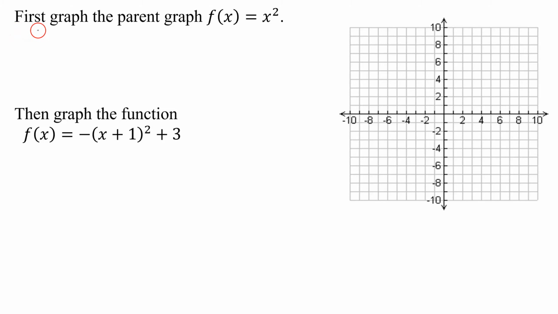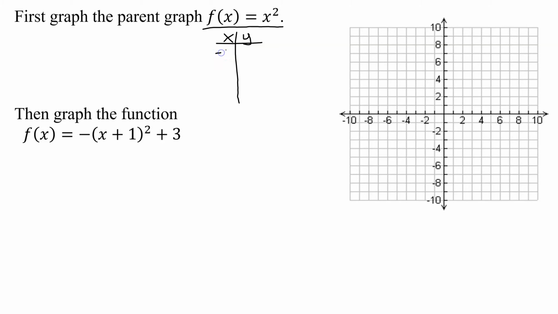In this problem, we're asked to first graph the parent graph f of x equals x squared. Then we need to graph the function f of x equals negative the quantity x plus 1 all squared plus 3. So let's start by graphing the parent graph f of x equals x squared. Quickly, I'm going to find a few points on the graph.